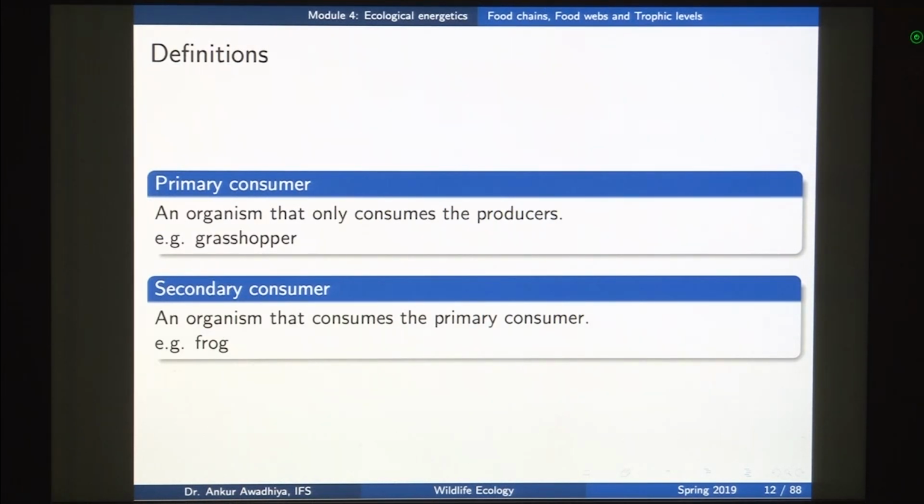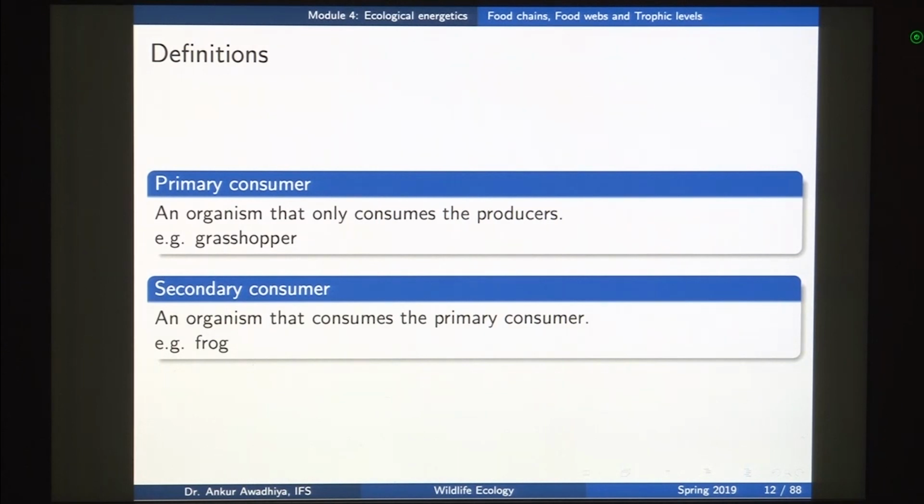So, primary consumer is something that is a herbivore, and secondary consumer is a carnivore. It could also be an omnivore which is also feeding on the plants, but primarily it is a carnivore. So, it is an organism that consumes the primary consumer. So, that is the frog.